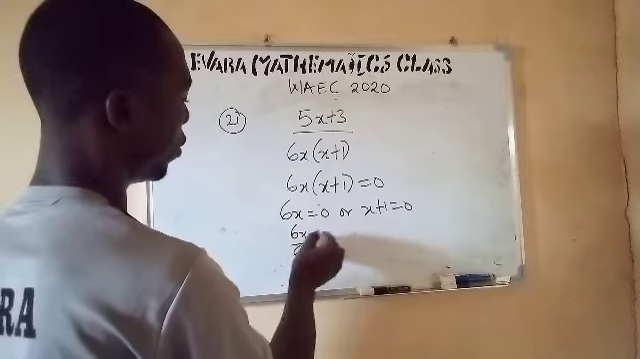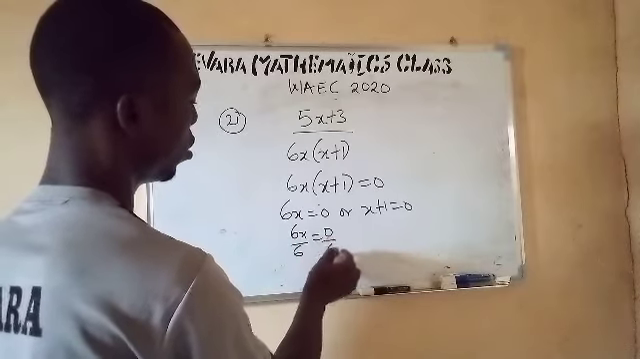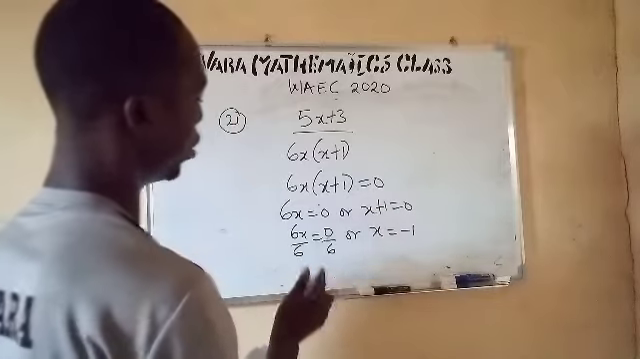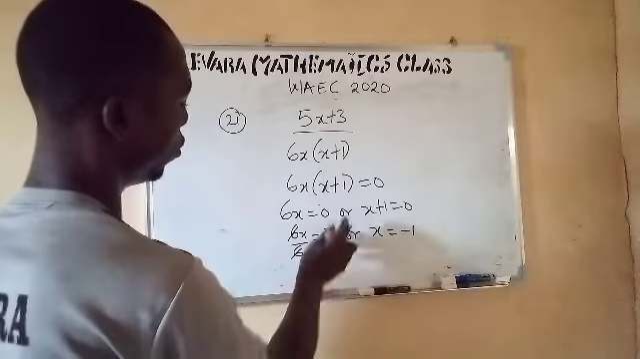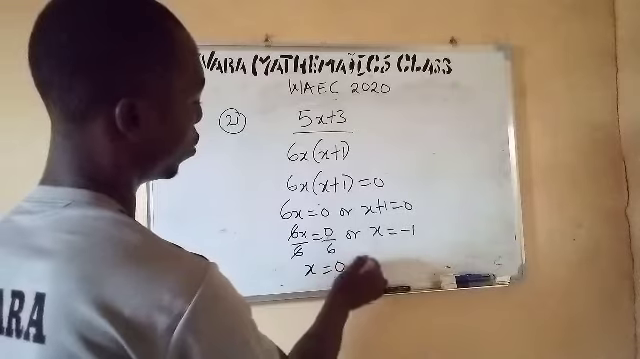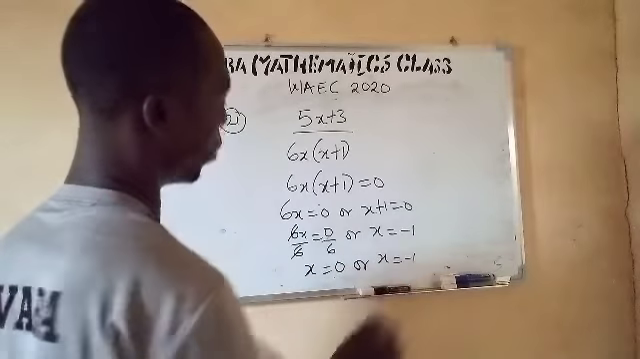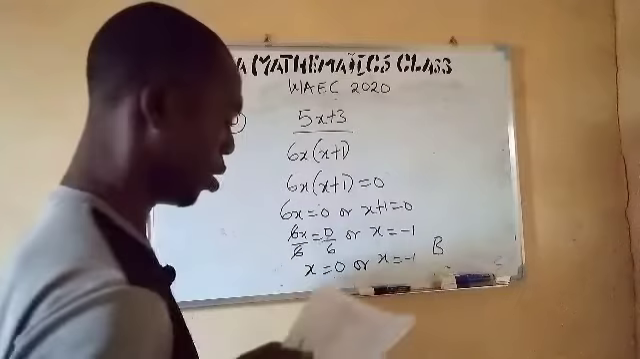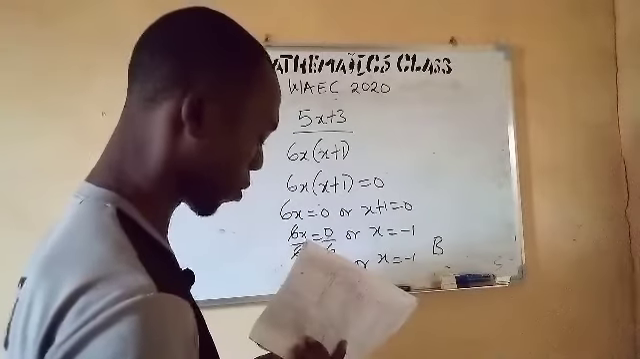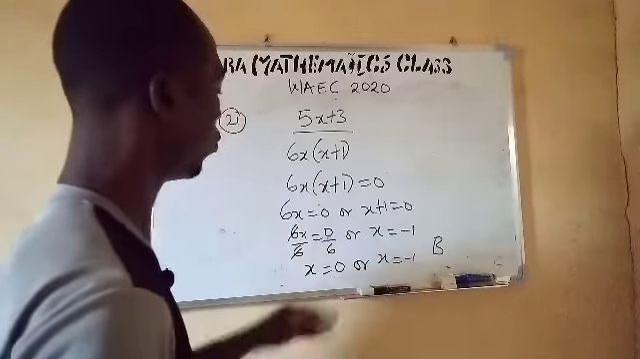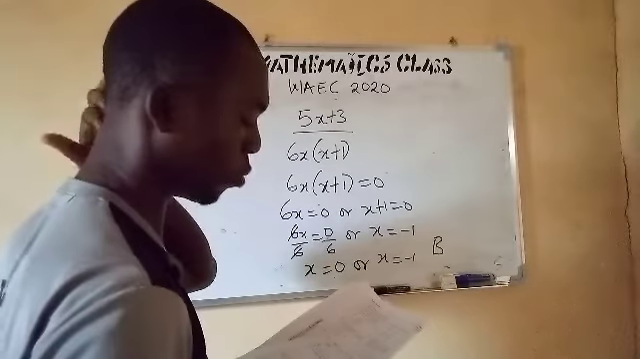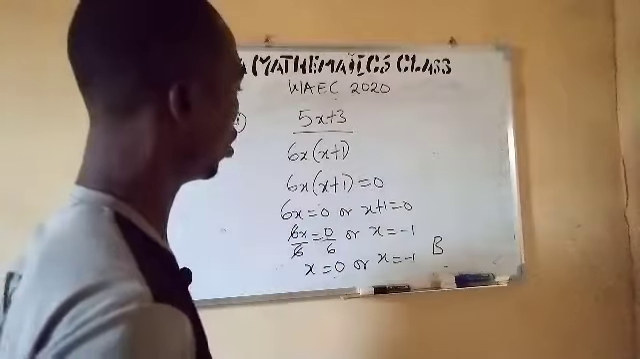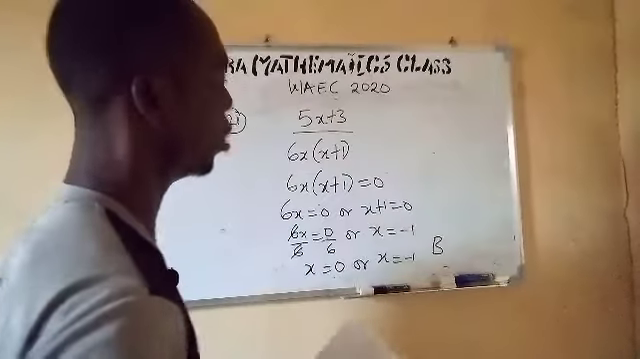So divide both sides by 6 here. This one will come here as minus 1. So we have 0 over 6, which is 0, or x equals minus 1, which is option B. So x is equal to 0 or x is equal to minus 1. Those are the two values of x that we can put here that will make this expression undefined.